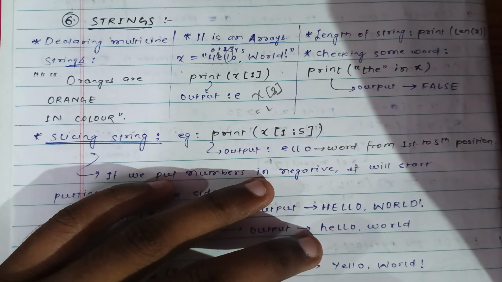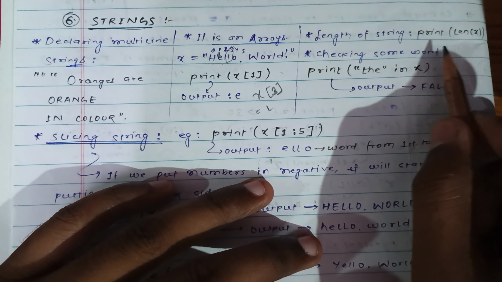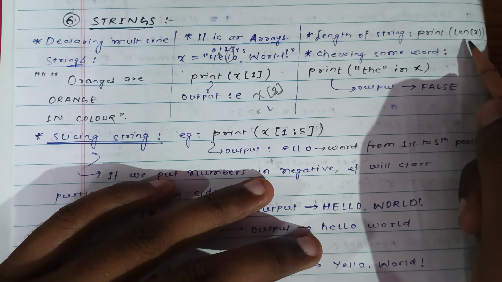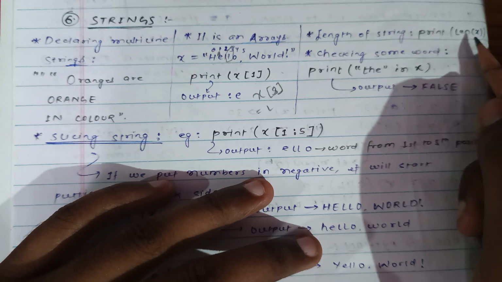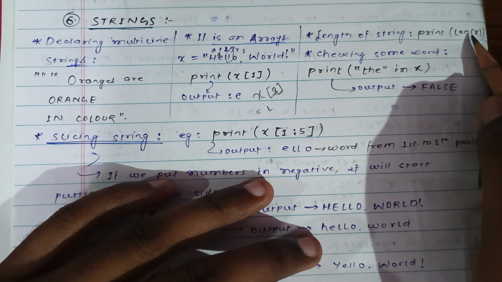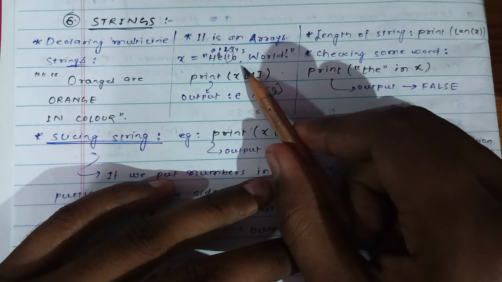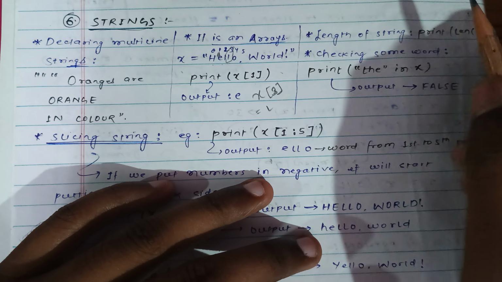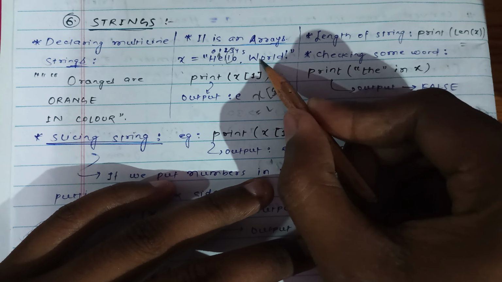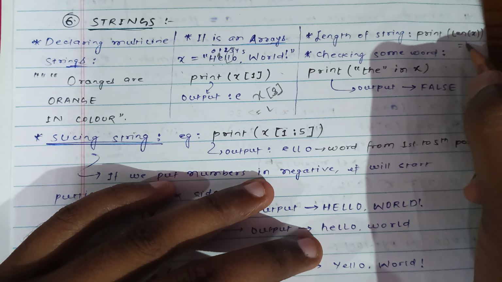Now the third point is length of a string. Print len(x). So what is this len? Len is a predefined function in Python. So it is written len(x). So len(x) means it will print the length of the string. So it will give, see, 1 2 3 4 5 6 7 8 9 10 11 12. So it will give 12.